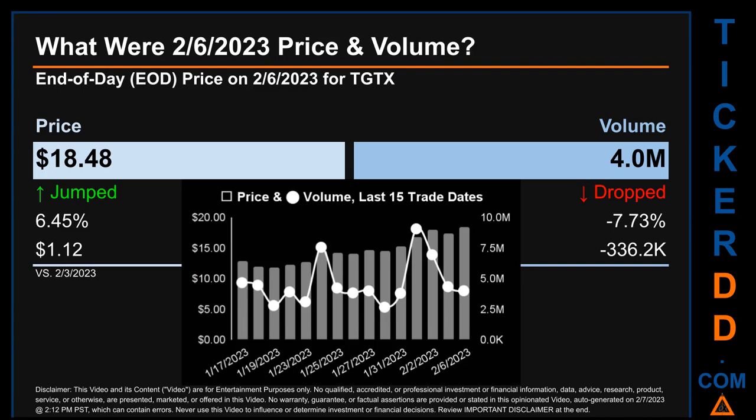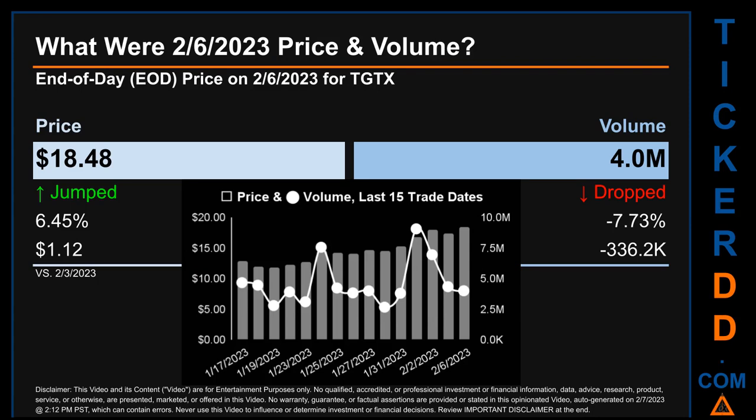What was end-of-day price and volume for TGTX? On Monday, February 6, 2023, TGTX had an end-of-day price of $18.48 and volume of about 4 million. Compared to the previous trading day, the price jumped 6.45%, gaining $1.12, while volume dropped 7.73%, decreasing about 336.2 thousand.